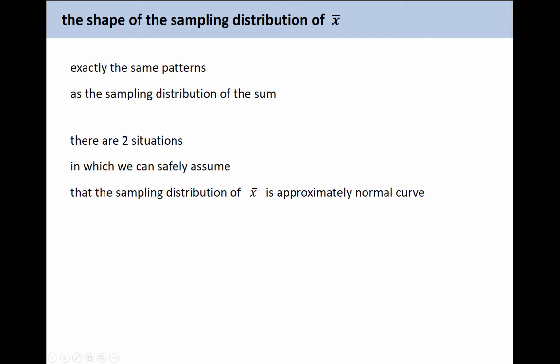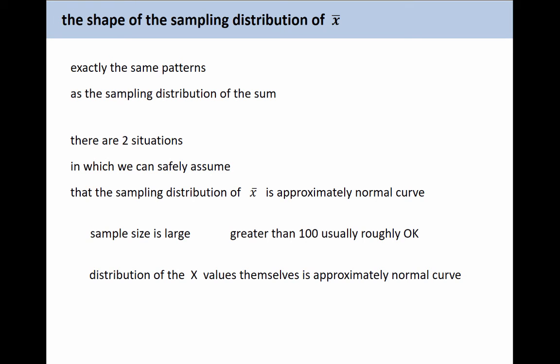So in conclusion, there are two situations in which we can safely assume that the sampling distribution of x bar is approximately normal curve. The first one, the central limit theorem one, is that the sample size is large. Greater than 100 is usually roughly okay. It's hard to get statisticians to commit on this because there is no magic number. The more skewness and outliers in the population distribution, the larger the sample needed to get this beautiful behavior for the x bars. And then in a very special case, if the distribution of the x values themselves is approximately normal curve.